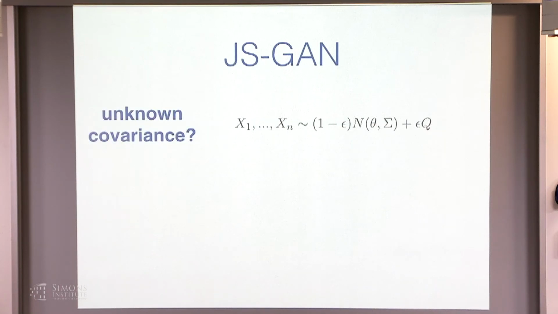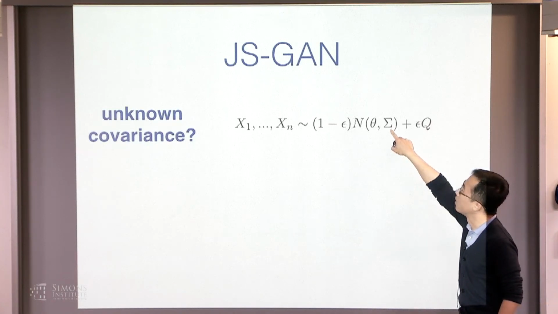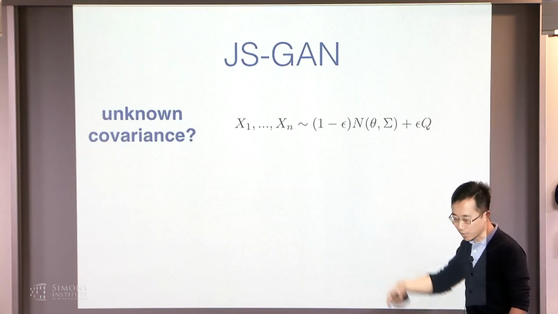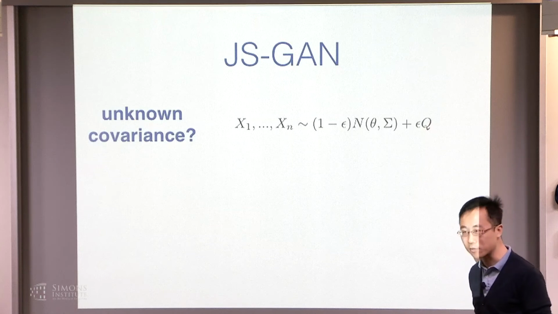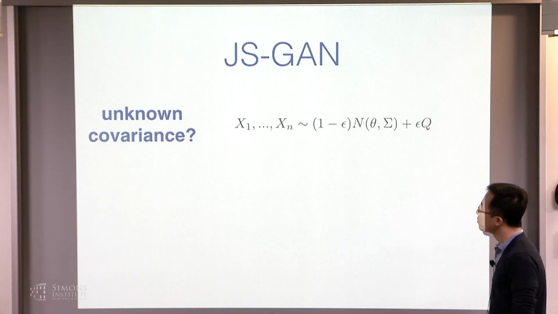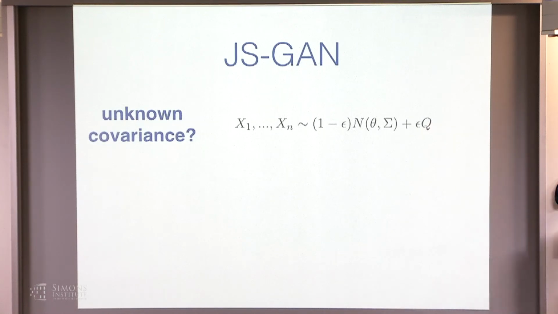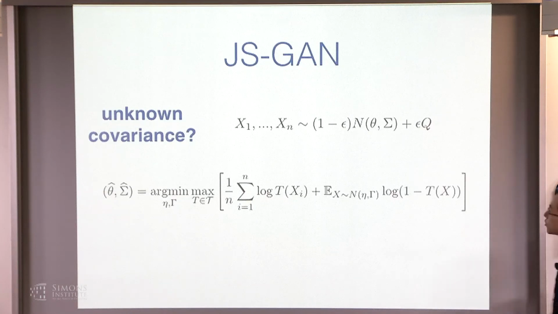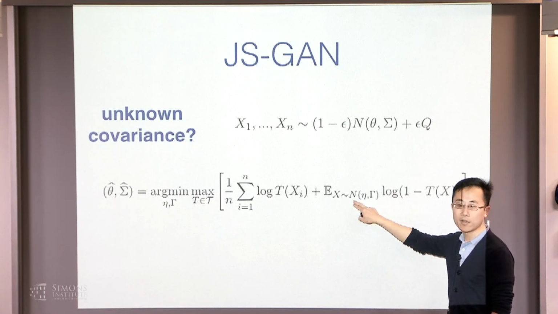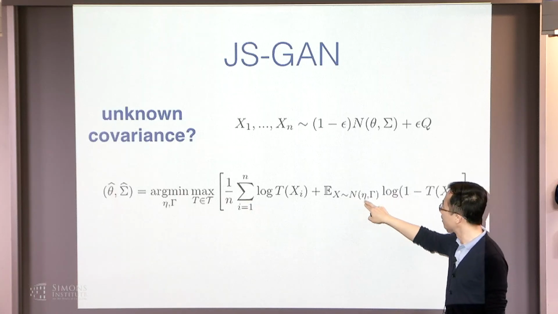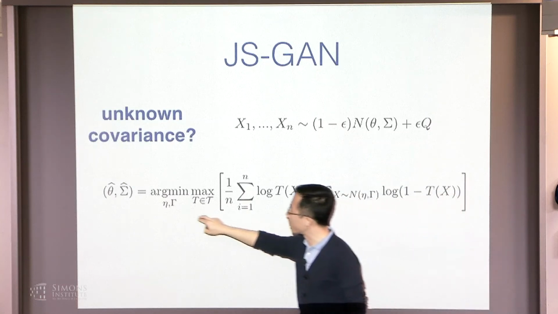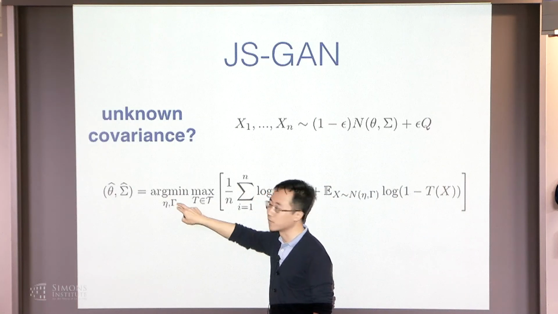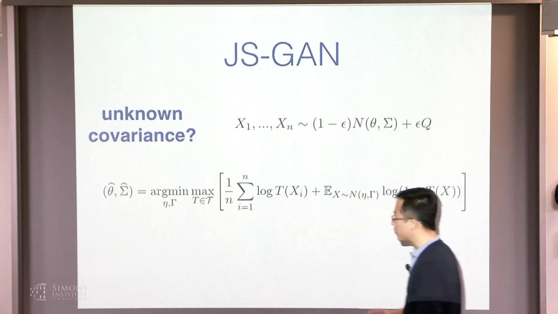What about unknown covariance? The previous theorem assumes that the covariance matrix is identity, right? So what if we have an unknown covariance structure that we try to adapt to? Remember, Tukey's median does not have a problem. That's why we like Tukey's median. And here, what can we do? Well, there is a simple modification: you can just modify the generator class. Try to make your generator class more general. So replace identity by Gamma, and then not only do you maximize over the mean vector, you also maximize over the covariance matrix. And then that will work.